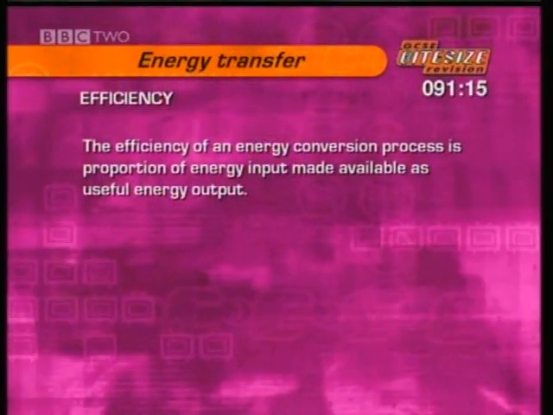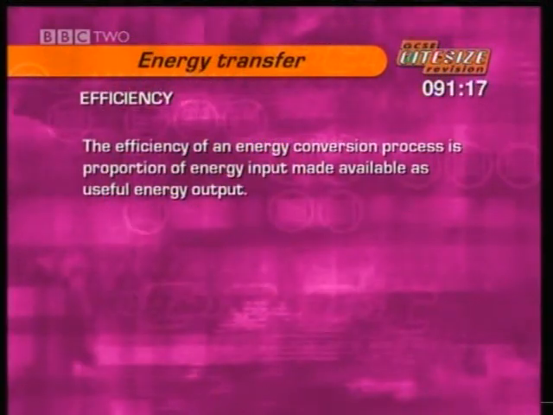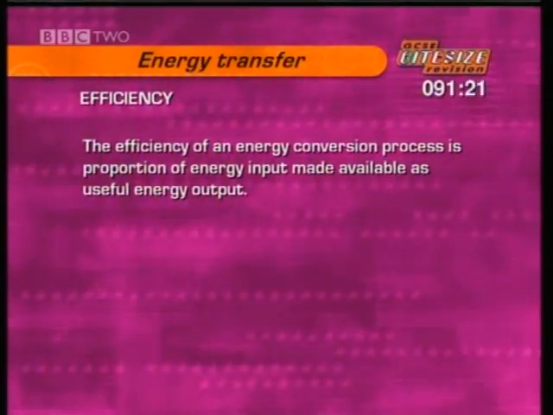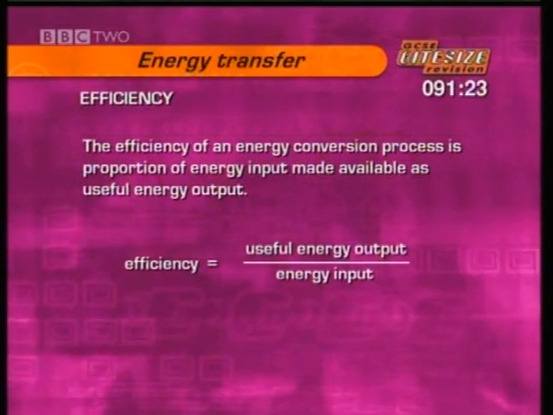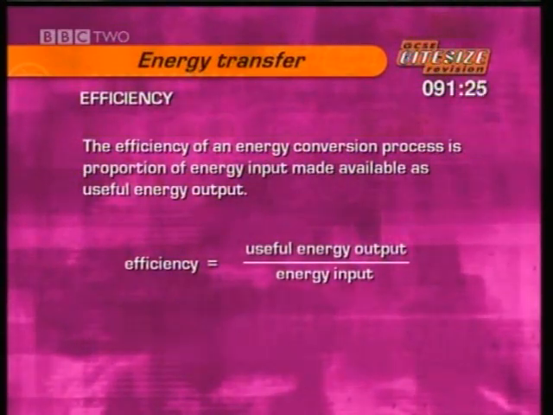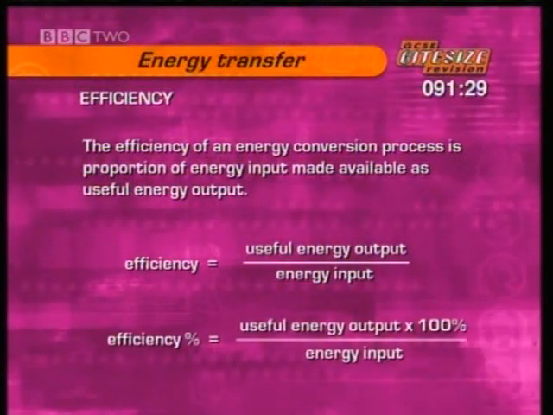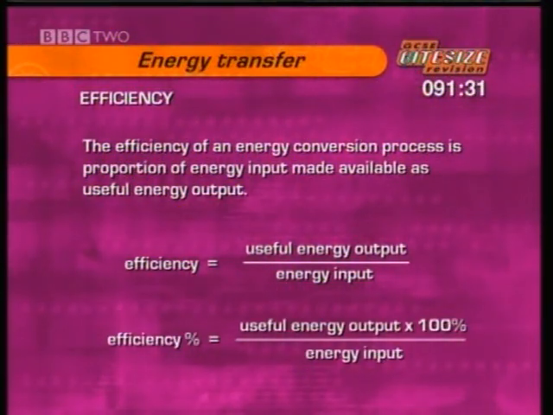So the efficiency of an energy conversion process is the proportion of energy input that is made available as useful energy output. As a fraction, efficiency is useful energy output divided by energy input, times 100 if you want it as a percentage.